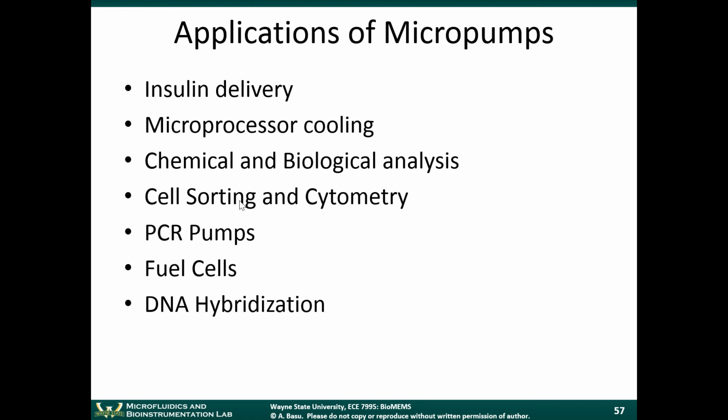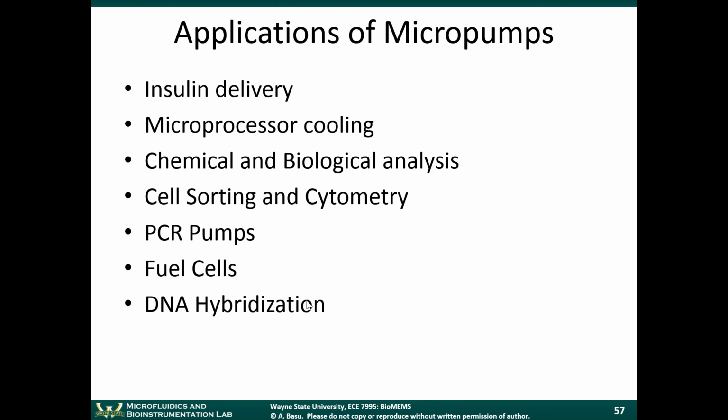And there's actually a lot of NSF money that went into that a few years back. I mentioned chemical biological analyses; cell sorting and flow cytometry fall into here. PCR pumps, fuel cells. Hydrogen fuel cells were proposed as alternatives to lithium-ion batteries. Fuel cells require some type of pumping mechanism. DNA hybridization, these all fall into chemical and biological analyses. So there are many different applications of these devices.